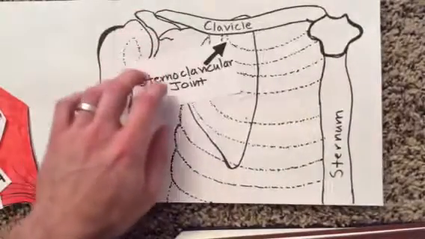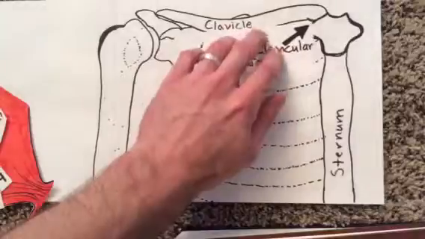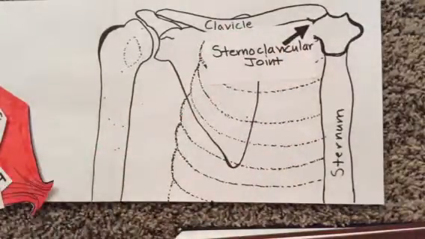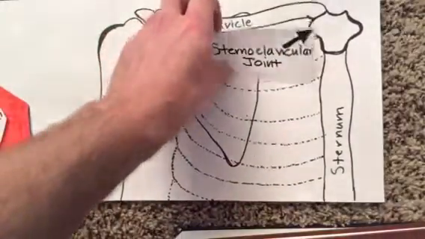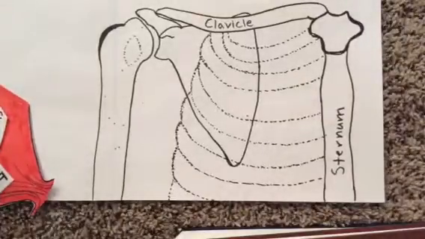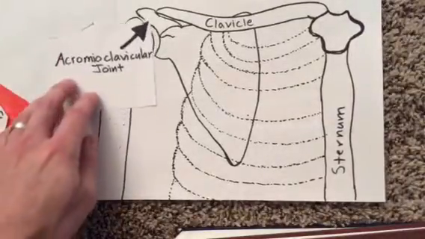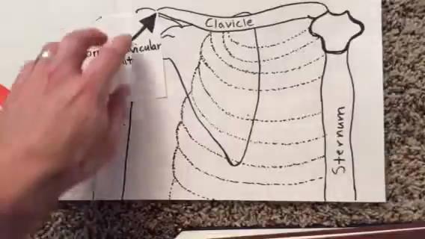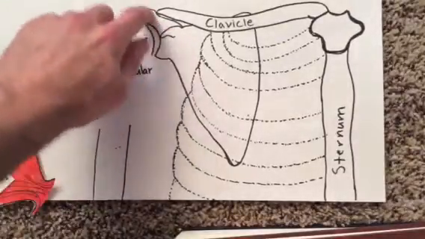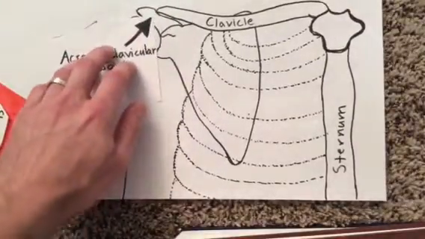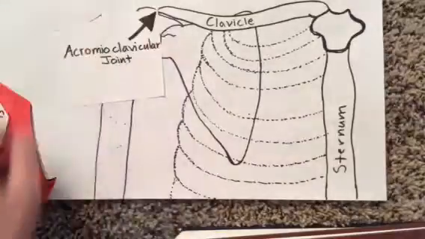Over here we've got the sternoclavicular joint, hence the sternum and the clavicle articulate together. We've got the acromioclavicular joint. It's called that because this bony prominence on the scapula is called the acromion, and it's articulating with the clavicle.